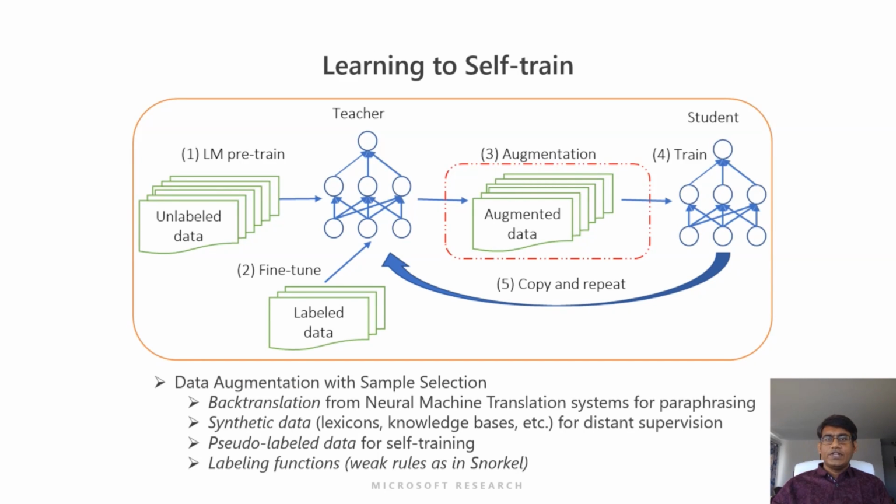There are also other ways of data augmentation like back translation, leveraging auxiliary resources like a neural machine translation system. Synthetic data in the form of domain-specific lexicons that we can use for distant supervision, as well as labeling functions as in Snorkel style, can be used to improve the model performance in this framework. And all of these different areas remain an active area of research interest in our group.